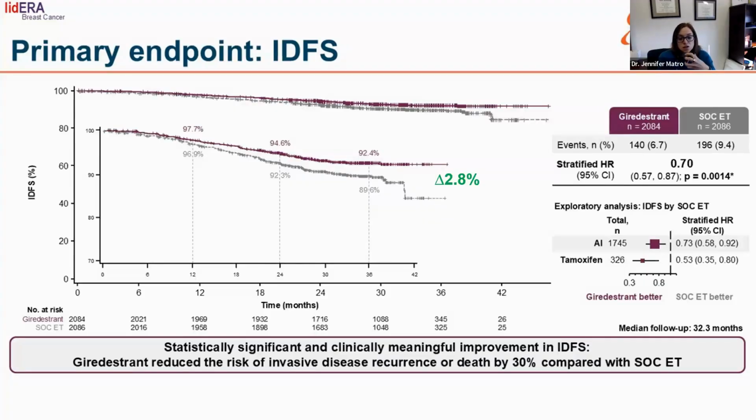So this translated into what they called a 30% reduction in the risk of a new invasive or invasive recurrence compared to the standard therapy. And the benefit was seen regardless of whether you got aromatase inhibitor or tamoxifen. And this was really big, because this is the first improvement or first thing that we've seen in hormone positive early stage breast cancer in about 20 years.